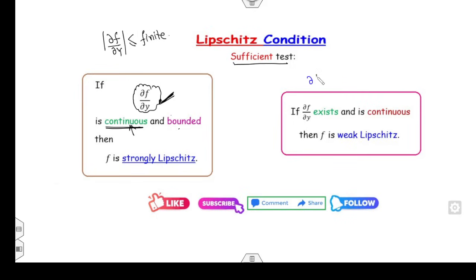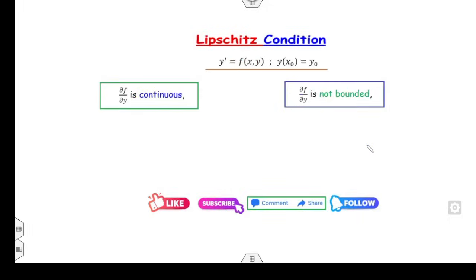If del f upon del y is only continuous and not bounded, then we call it a weak Lipschitz condition. What does this mean? Whenever you have an initial value problem defined as equation number 1, its solution will exist, and the solution will be unique. What is the guarantee of this? Who gives you the guarantee?